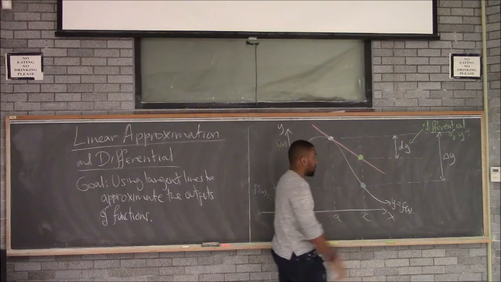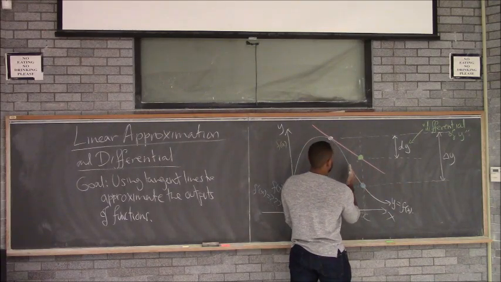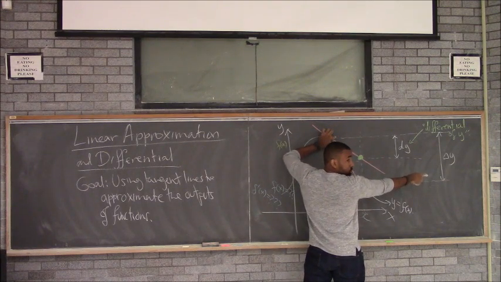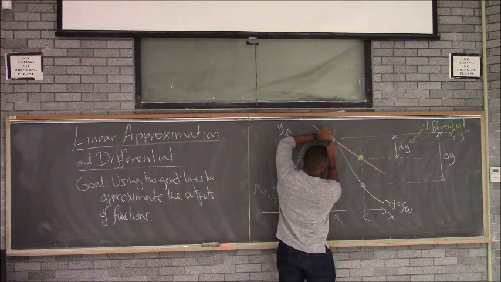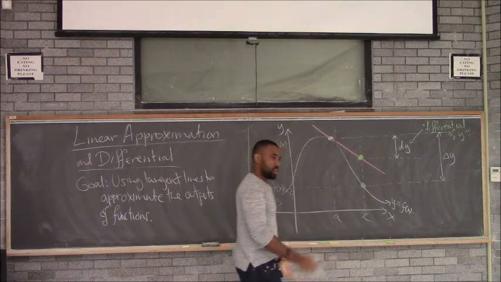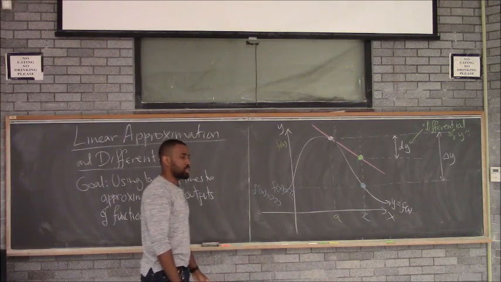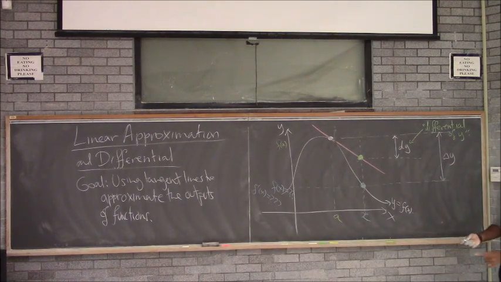Okay? Now, of course, the idea is, the closer this x is to a, the closer the dy and the delta y are going to be, right? If I'm right here, the difference between the tangent line and the function is not very big, right? So if I'm very close, the dy is a good approximation for the delta y.